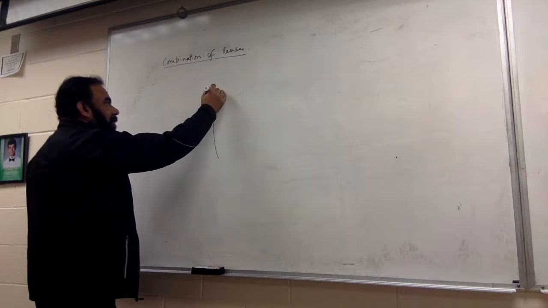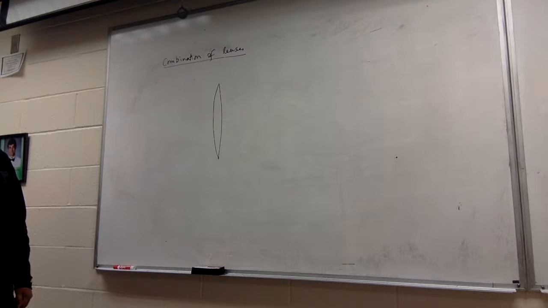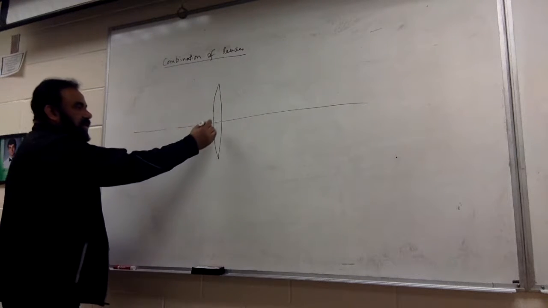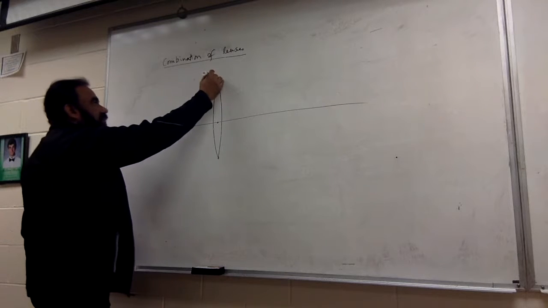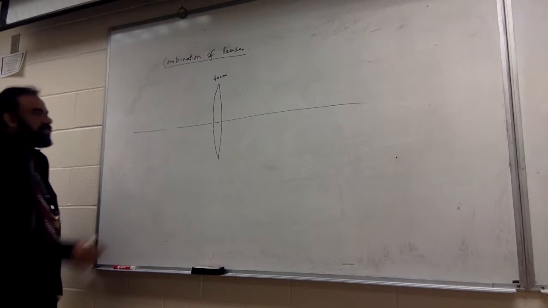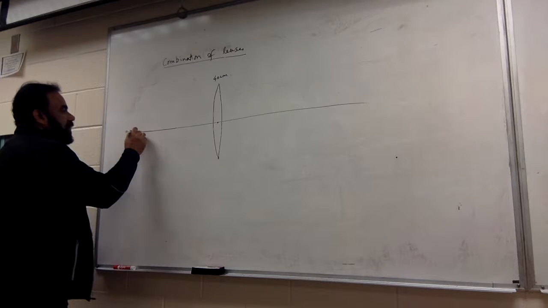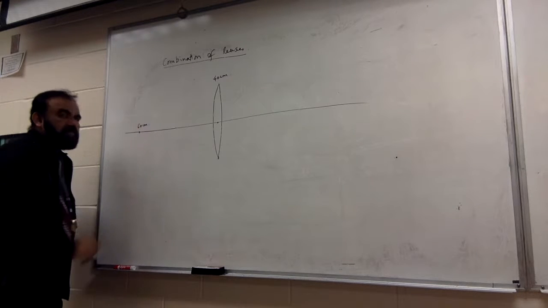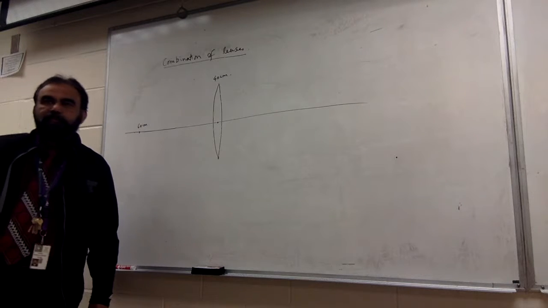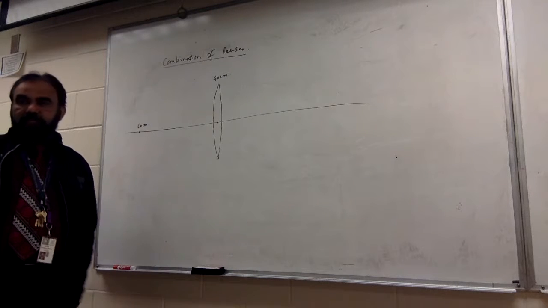So let's say you have a convex lens, and let's say this one's focal length is 40 centimeters. And imagine you're putting the object at 60 centimeters. Where's the image formed? Where's the image going to be formed for this lens?